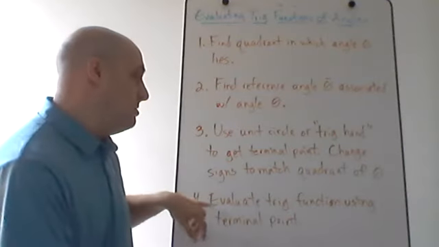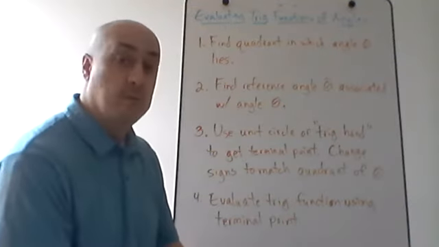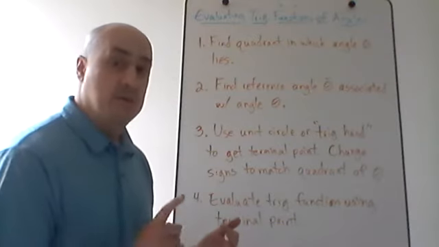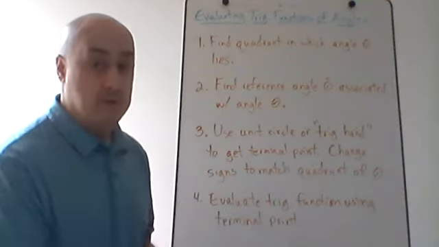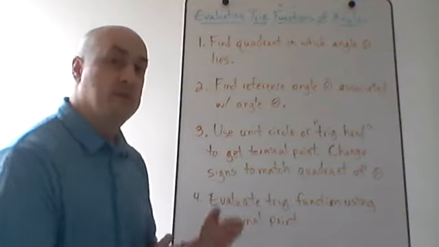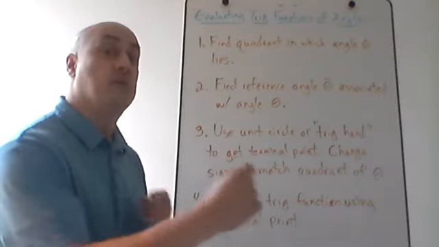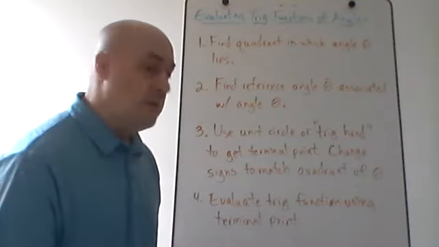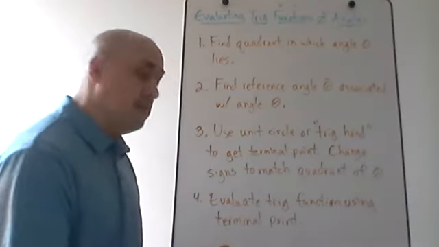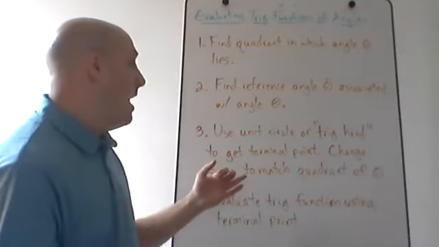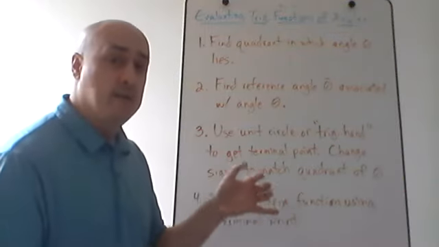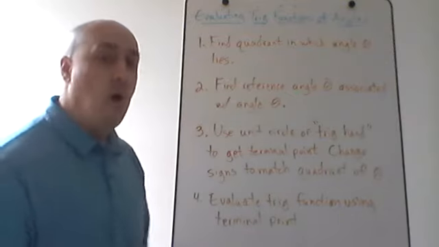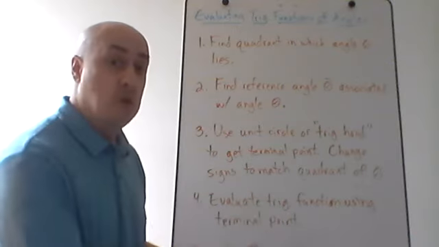And then the last thing we do is we evaluate the trig function using the terminal point. So that's knowing the definitions of the trig functions. The sine function is the y coordinate of the terminal point. The cosine function gives you the x coordinate. The tangent function is y over x, and so on. A lot of things that I've done videos on previously, the definitions of those trig functions in terms of the terminal points, the trig hand and the terminal point on the unit circle, reference angles, all those things are important in order to be able to do what we're doing here.